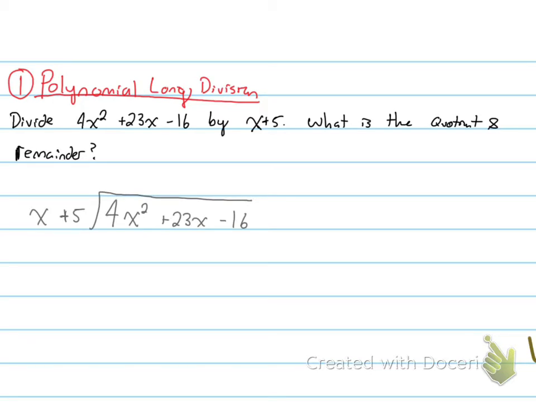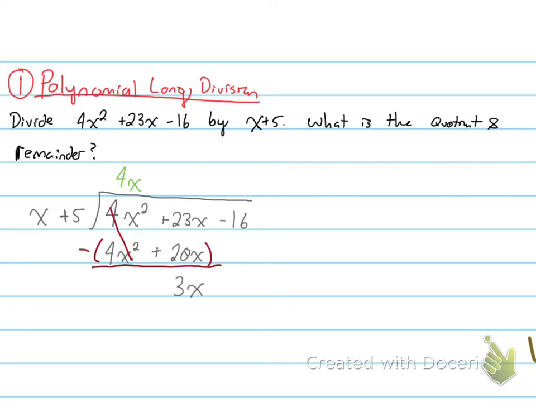So I'm dividing that equation by x plus 5, so I'm going to write it out that way. And I'm going to do long division in the same way that you would do just any whole number. So I start out here looking at my leading terms, and I want to know x times what would give me 4x squared? That would be 4x, so I drop that down, multiply these guys together, and I get 20x, and then I subtract that.